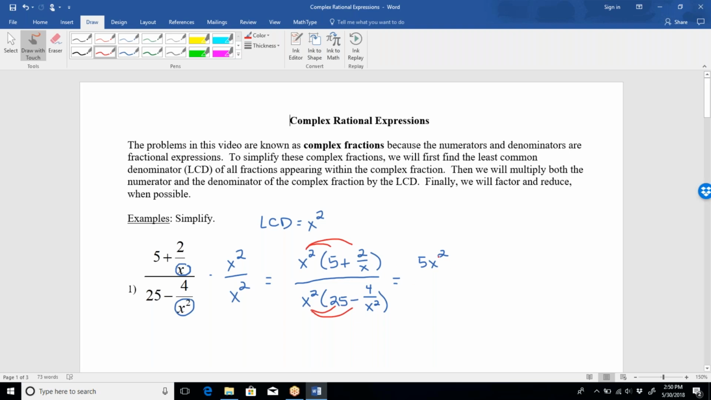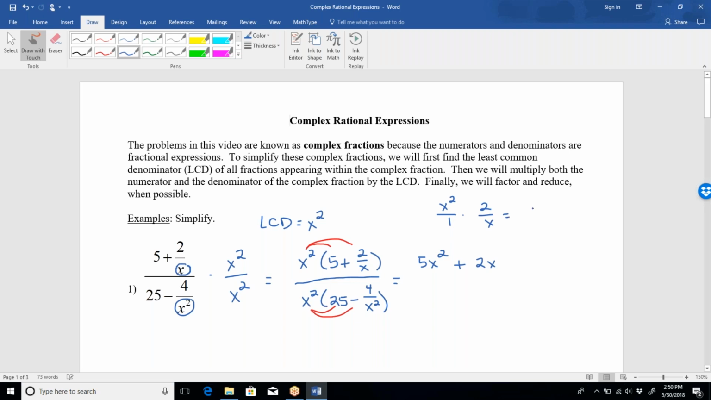Okay, so I have 5x squared plus, turn that back to blue. Okay, so I'm going to take x squared times 2 over x. This is going to become 2x. Okay, let me show my work. I'm going to show my work up here. So I'm taking x squared, I'm going to call it x squared over 1, and I'm multiplying by 2 over x.